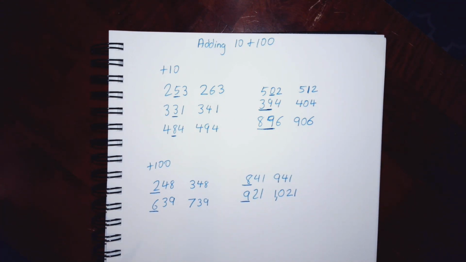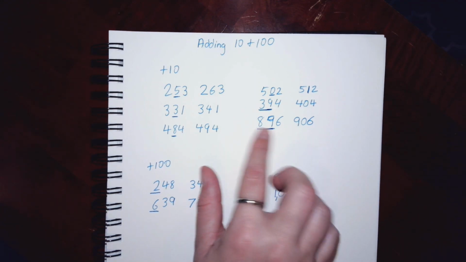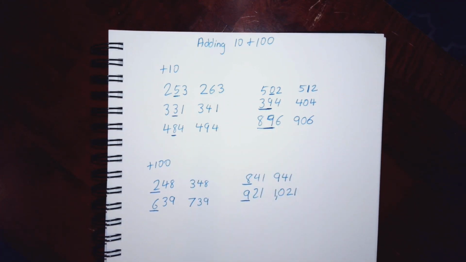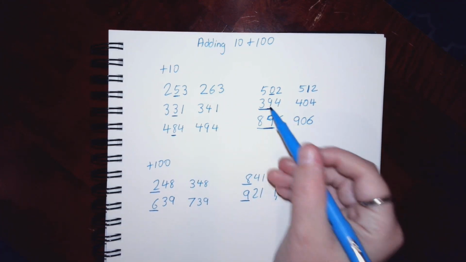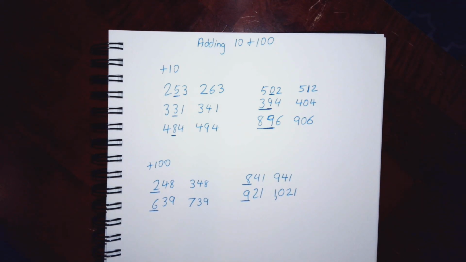So these are some tips and tricks on adding 10 and 100. Make sure you underline, and if you have to move up, underline how many total tens you would have, such as the 39 or 89, and then just go one more up.